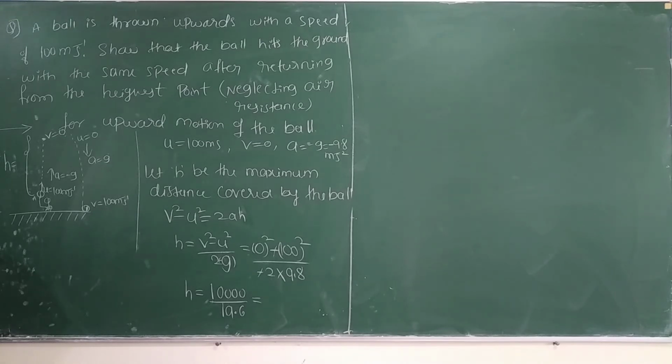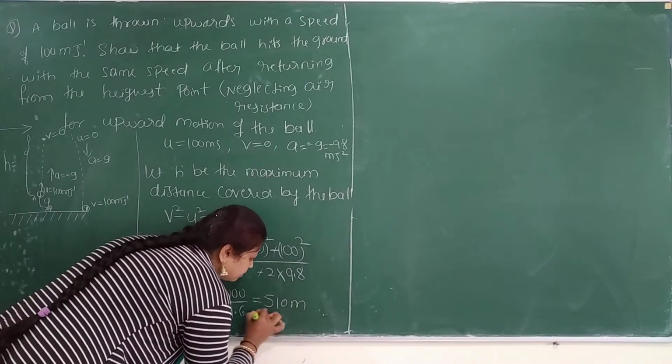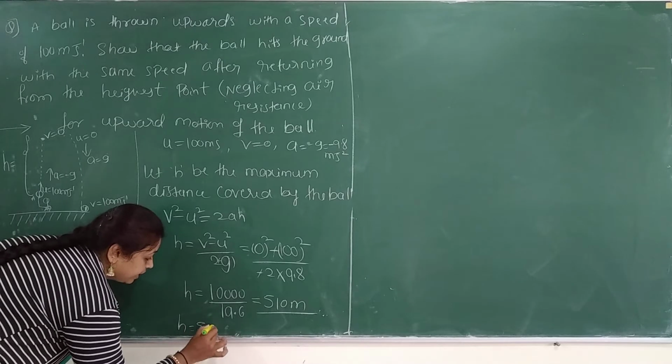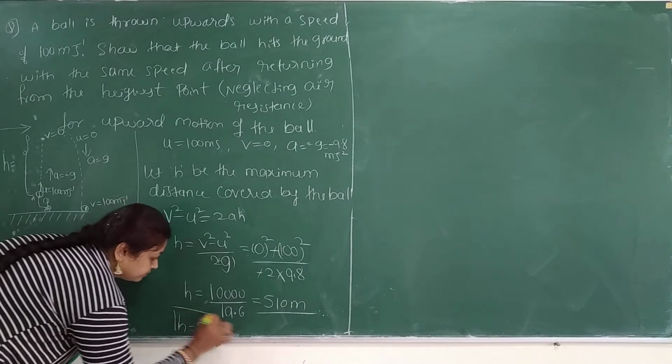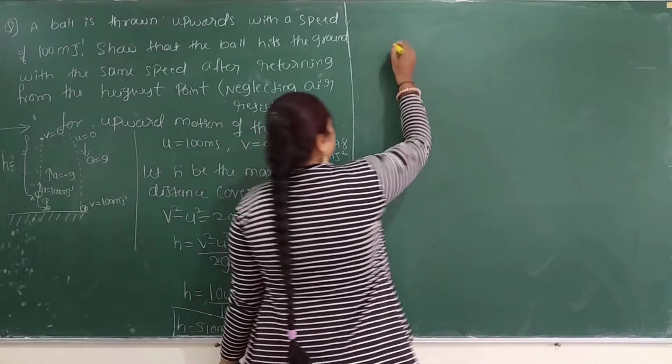How much will you get? 510 meter. So the height will be 510 meter. Right. So by knowing this height, you can calculate the final velocity.